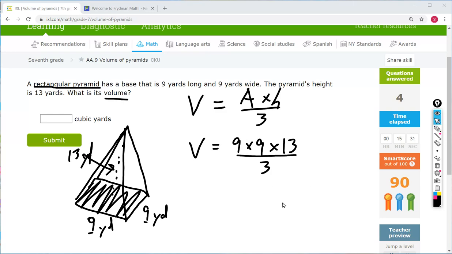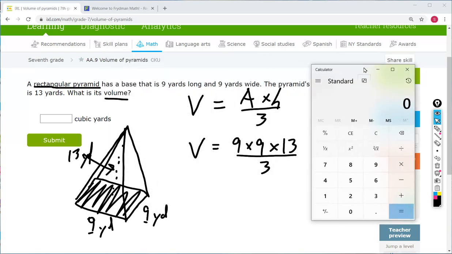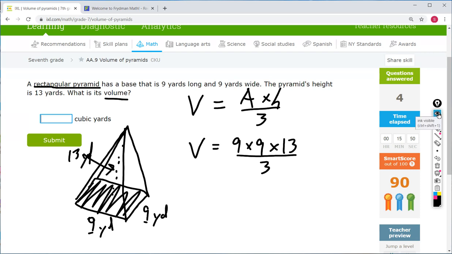You could use a calculator if the numbers get too big, so I'm just going to go ahead and use a calculator. I know 9 times 9 at least. That's 81. So now I have 81 times 13 equals 1053, divided by 3 equals 351. So there's our answer. The volume is equal to 351. That would be cubic yards.